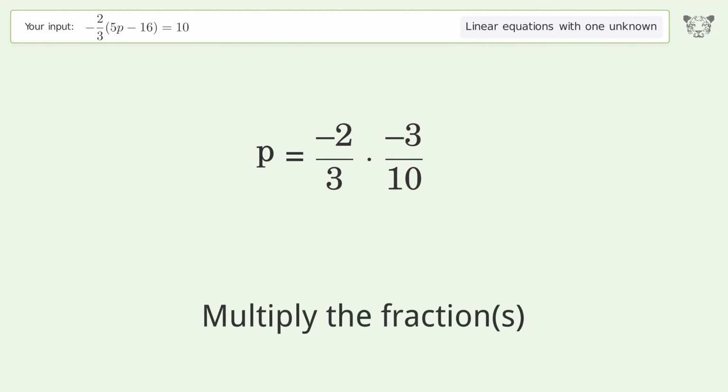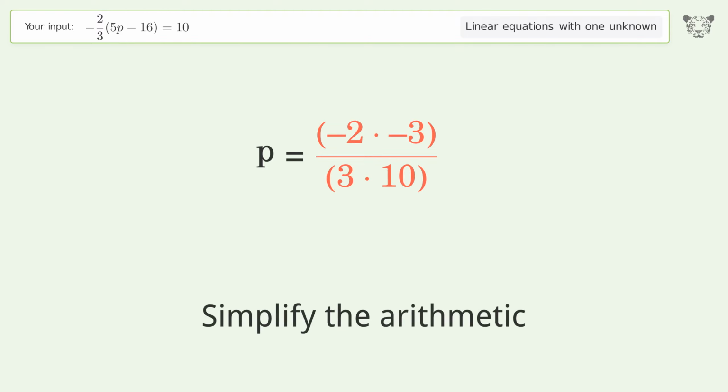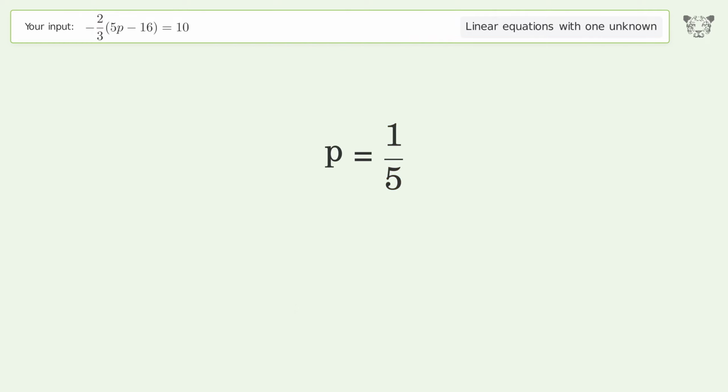Multiply the fractions. Simplify the arithmetic. And so the final result is p equals 1 over 5.